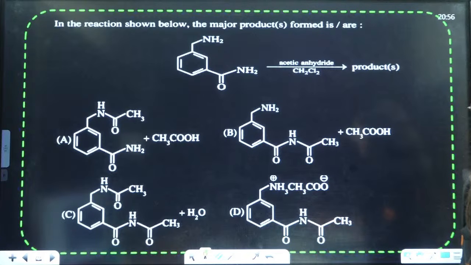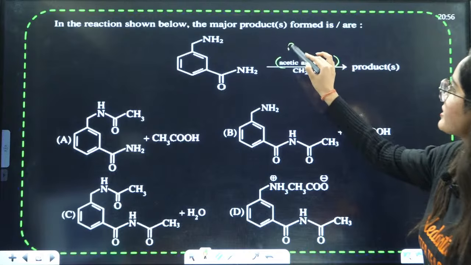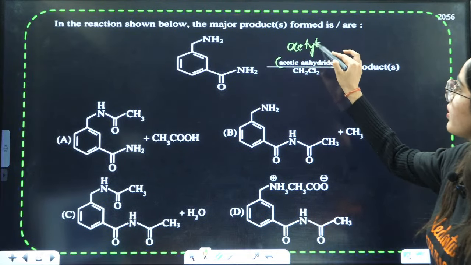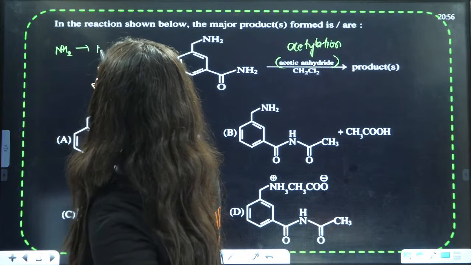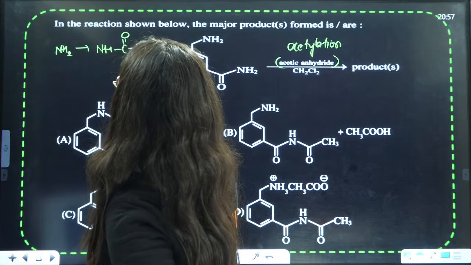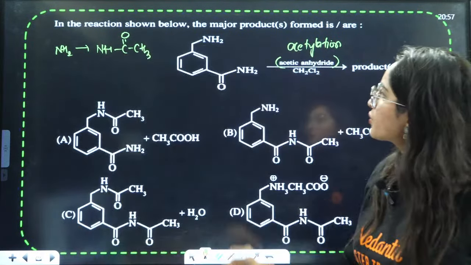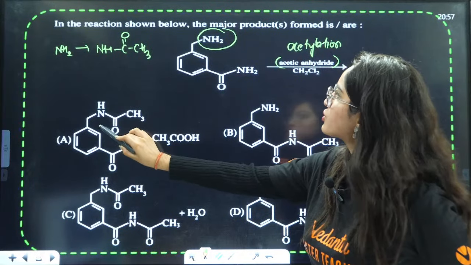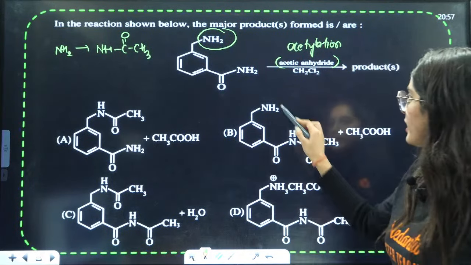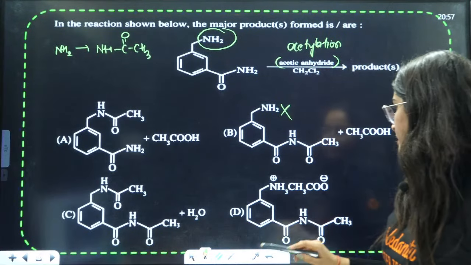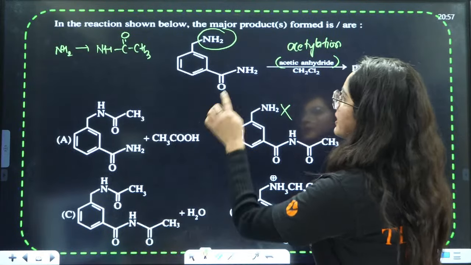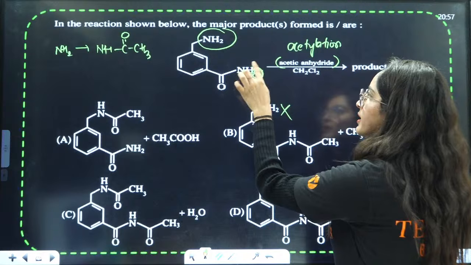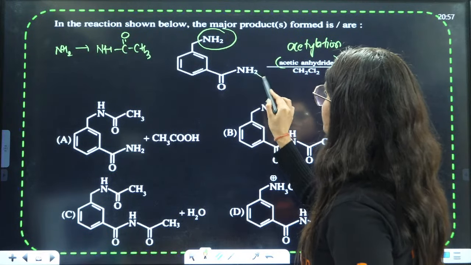Orthonitrobenzene. Okay. See, acid anhydride means acetylation. So basically in this case, the NH2 group is converted to NHCOCH3, right? Here this group is converted to NHCOCH3. Here, definitely not. Here they have done two things. They are saying that this hydrogen will also be replaced by COCH3.